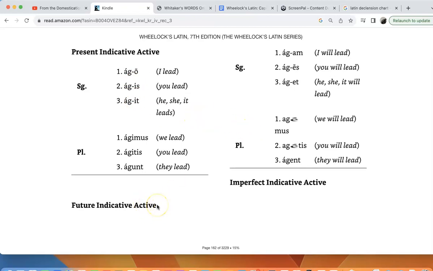For the future indicative active, as your book points out, the first and second conjugation use bo, bis, bit, bimus, bitis, bunt, whereas here it uses a longer vowel, either a for first person singular or e in the other persons and numbers. So by person, we mean first, second, or third, and then number, we mean singular or plural. But once again, since we don't do a lot of into Latin, we just need to be able to recognize this as indicating the future tense.